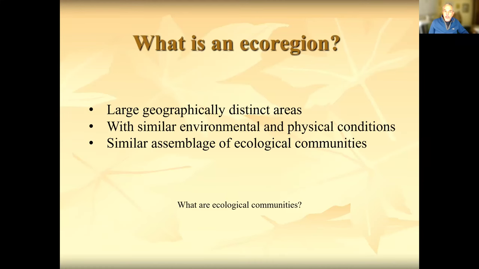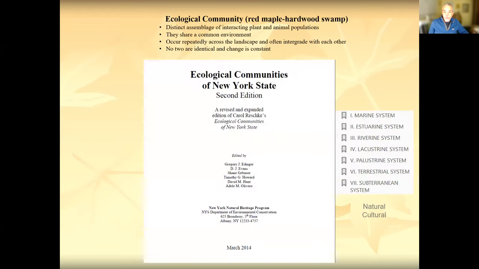So let's start out by talking about what is an ecoregion. It is a large geographically distinct area of the state with similar environmental and physical conditions and a similar assemblage of ecological communities. So what does that mean, assemblage of ecological communities? What are ecological communities? I thought I'd talk about those first so you get an idea of what those are.